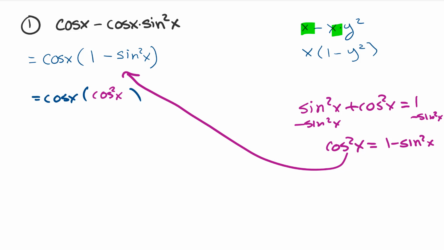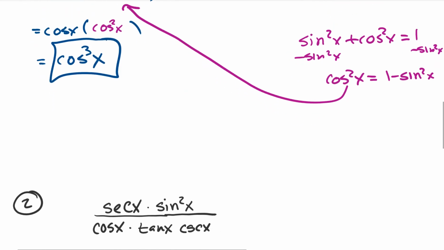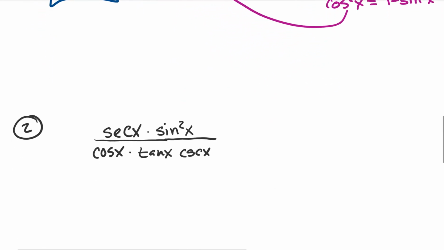So if you have cosine times cosine squared, if you had x times x squared, wouldn't it be x cubed? Same idea. So we get cosine cubed of x. That's a simplified down answer. We simplified our expression. Cool. Let's go. So you see how we had to use a little bit of algebra, seeing if the pictures match and factor it out. Then we needed to know an identity. It can get tricky.